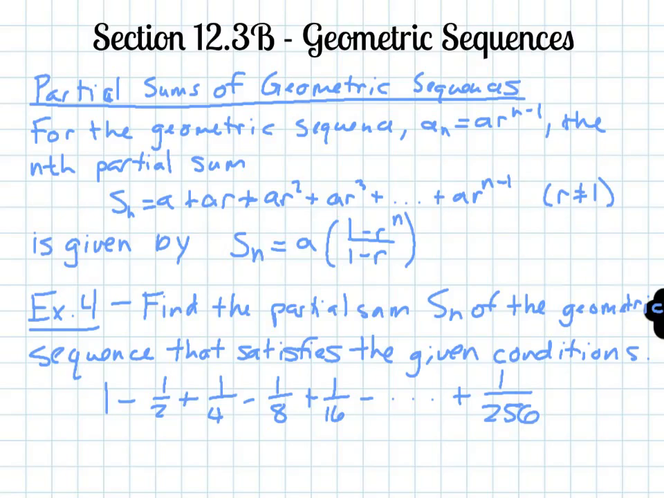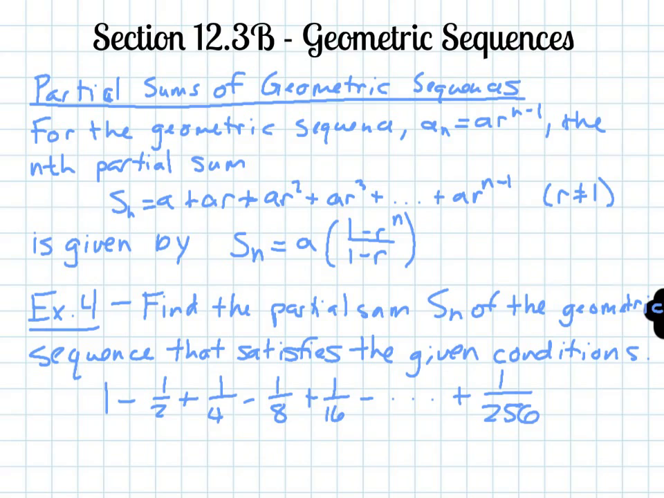Today's lesson, section 12.3b, we'll be discussing partial sums and infinite geometric series with our geometric sequences. So partial sum is similar to an arithmetic sequence that we had in 12.2. So for a geometric sequence of a sub n equals a times r to the n minus 1 power, the nth partial sum will look like a plus ar plus ar squared plus ar cubed all the way up to a times r to the n minus 1 power.